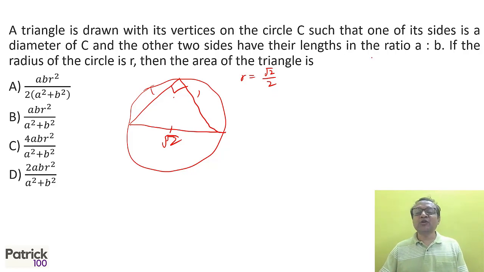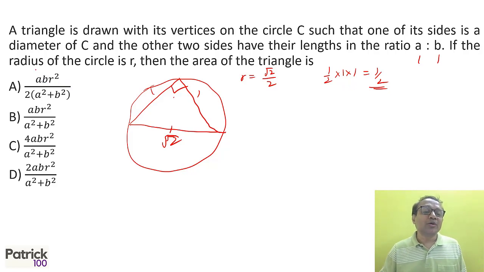Okay, other two sides in the ratio of A is to B, so we take A and B as 1 and 1. I'm just putting the simplest values possible. Always when you substitute, put simple values, it becomes easy to calculate. So area of the triangle becomes half into 1, which becomes half. Right angle triangle, half into the product of perpendicular sides is the area, half. Substitute in the options, check out.